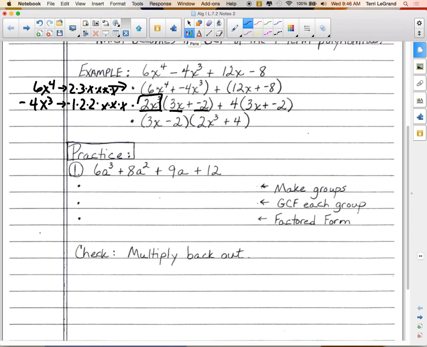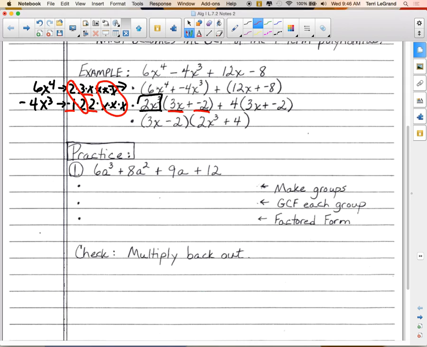So this is just like we did yesterday, but we're wondering if we can start doing it with mental math. They both can have a 2 divided out of them. They both can have 3 factors of x divided out of them. I am left with 3x. There's that. I am left with just a negative 1 times a 2. There's the negative 2.